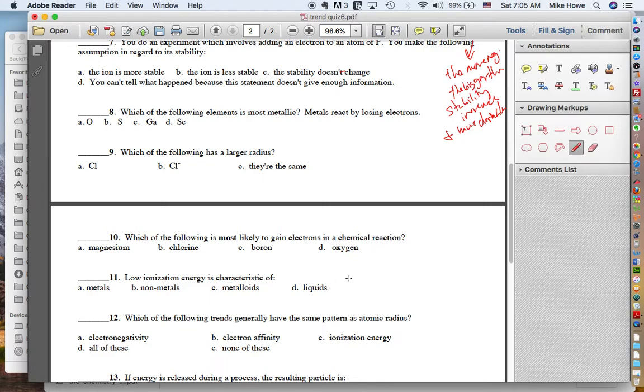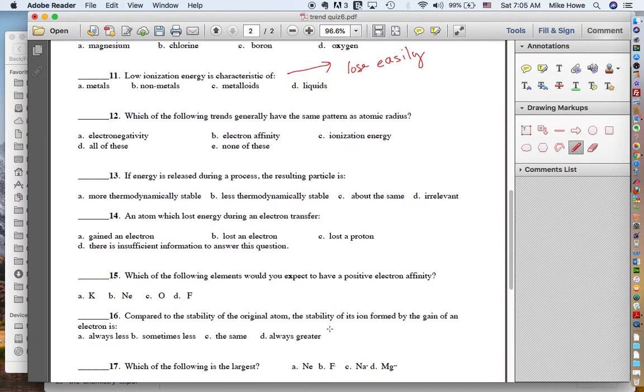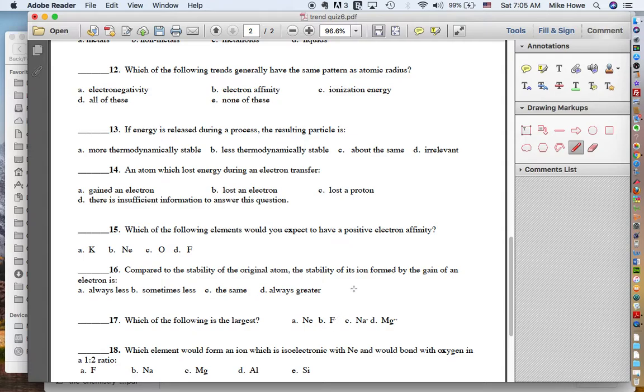Number 11, low ionization energy. Would that mean they lose or gain electrons easily? So if it's low ionization energy, that means they lose easily. So which would tend to lose electrons? To answer this question, go back and refer to the graphs that you made in your Google Sheets, because you made a graph for electronegativity, and you made a graph for ionization energy, and you made a graph for atomic radius.